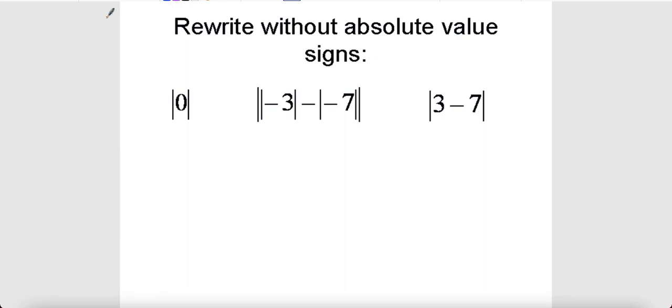All right, let's practice a little more here. So rewrite without, so we're simplifying. So absolute value of 0. Well, the distance from 0 to 0 is 0.